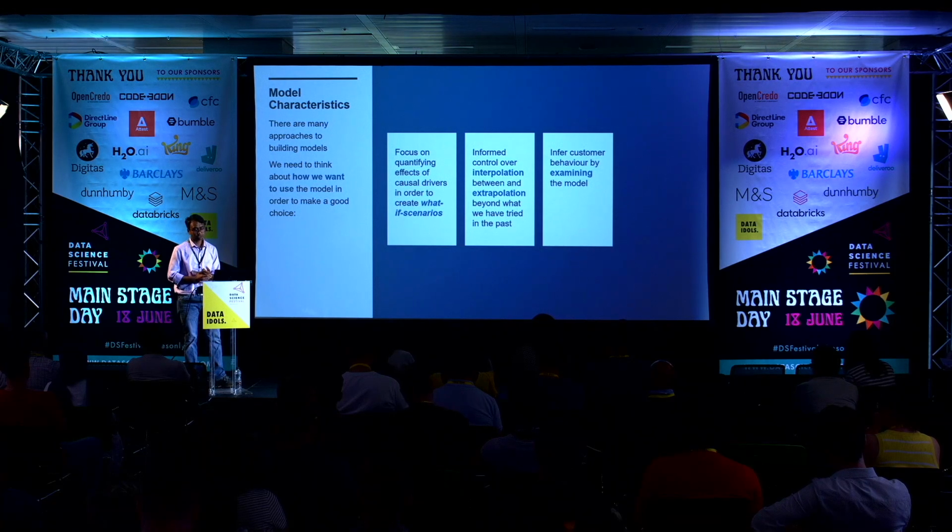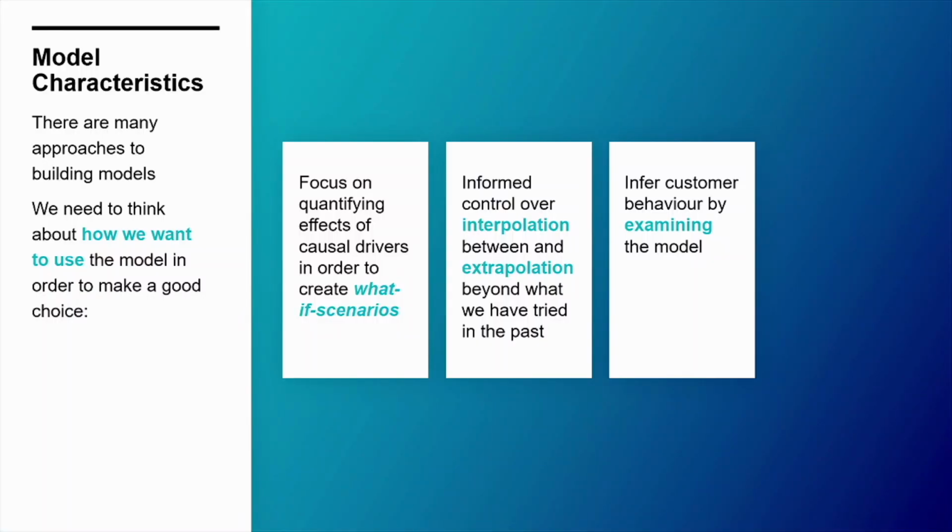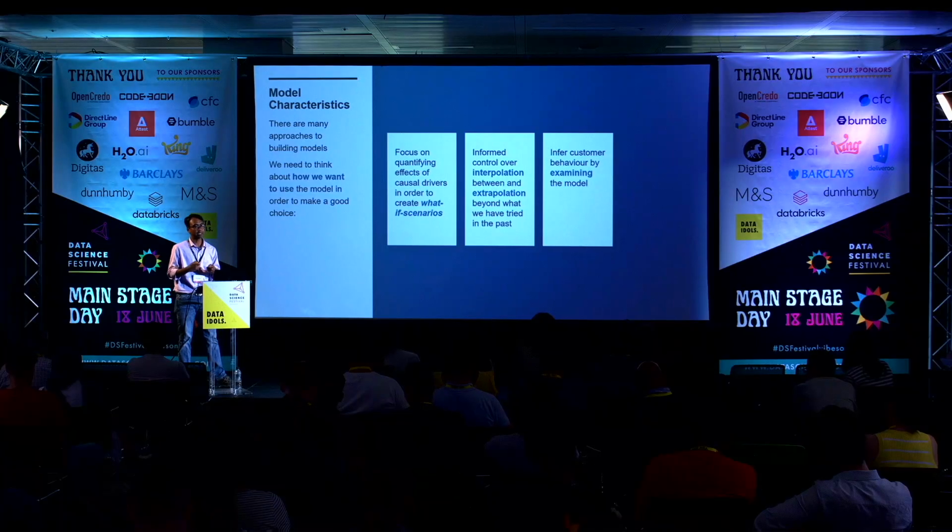So let's talk about the characteristics that we need to think about when we are building these models. The most important thing we need to think about is what we are using these models for. Given that one of the uses of these models is price optimization, we need to think about the right causal drivers in the model, because we are going to push these models to some what-if scenarios that the model hasn't seen before. So we need to understand the right causal drivers, the proper cause and effect mechanism, built into the model from the outset.